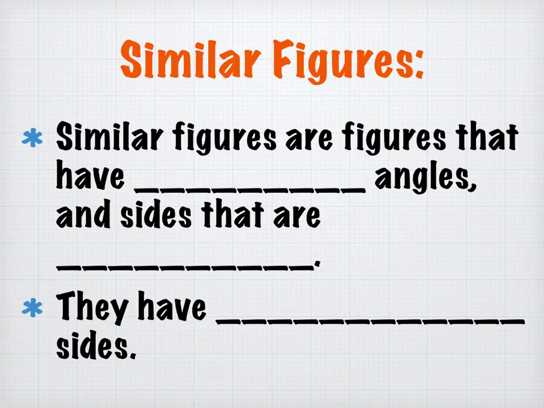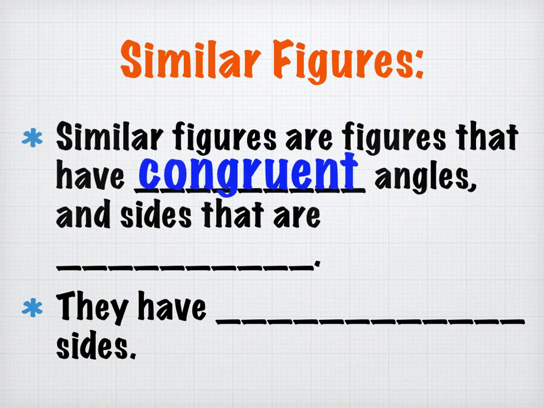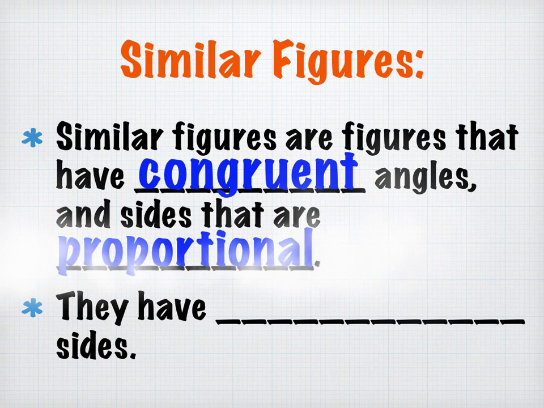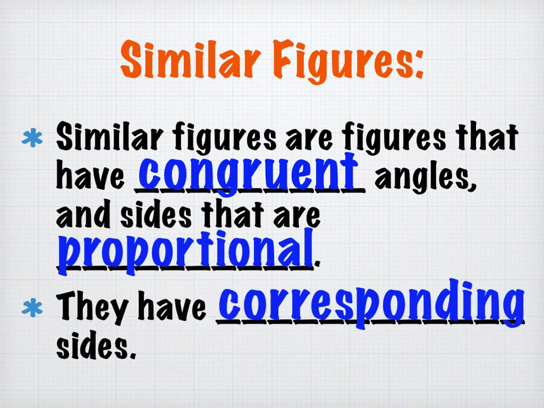We are going to be able to use proportions to find missing side lengths in similar figures. Similar figures are figures that have congruent or equal angles and sides that are proportional. They also have corresponding sides. Corresponding sides are what you're going to use to set up your proportion.